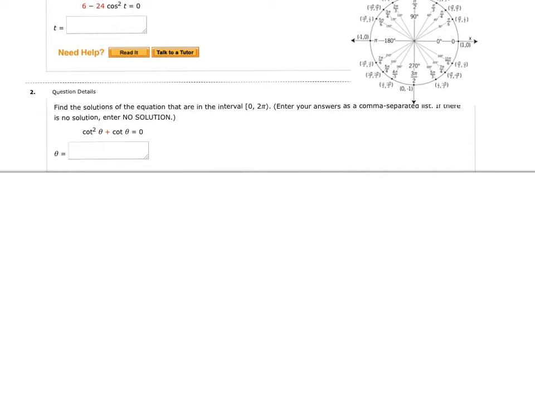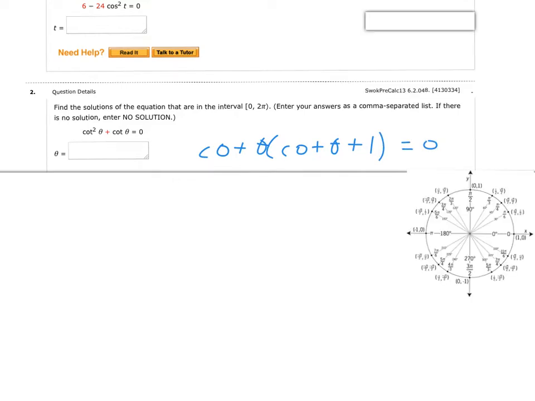All right, next up here we see we have two cotangents, and so they're different powers, so I want to factor these. So I'm going to factor out a cotangent theta, and that leaves me with cotangent of theta plus 1 equals 0. And so I'm going to split these up, and so I can say that cotangent theta equals 0, and I can also say cotangent theta plus 1 equals 0, which would mean that cotangent theta equals negative 1.